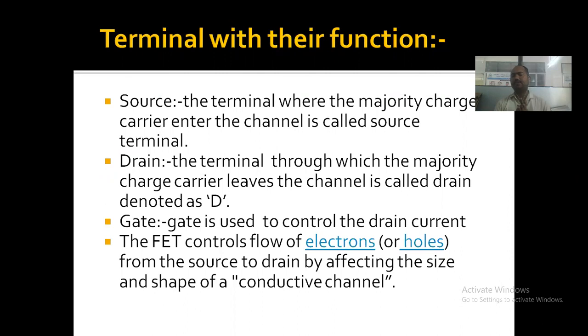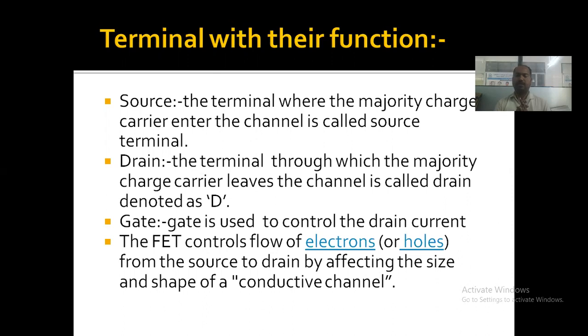So gate terminal is called the control terminal. Control terminal indicates how the current flows, where it flows, and what its value will be. That should be decided by the gate terminal, right? That's why gate is called the control terminal for the drain current flow, right? In this case, current flows due to either electrons or holes.